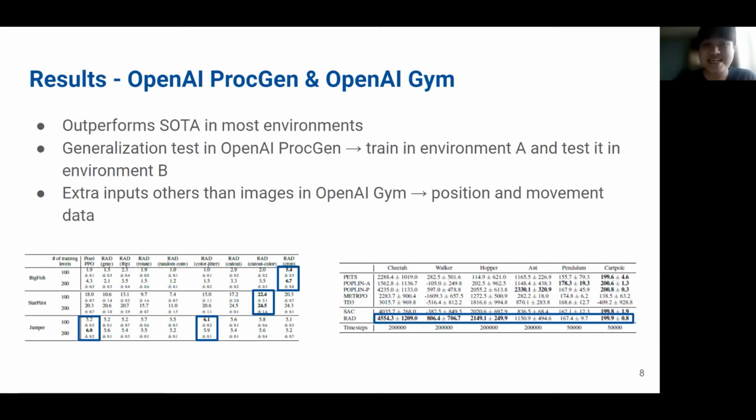The paper also tests on two other test suites, which are OpenAI ProcGen and OpenAI Gym. ProcGen tests generalizability, and OpenAI Gym has some other inputs such as position and movement. It also outperformed the SOTA in most environments in these two test suites.